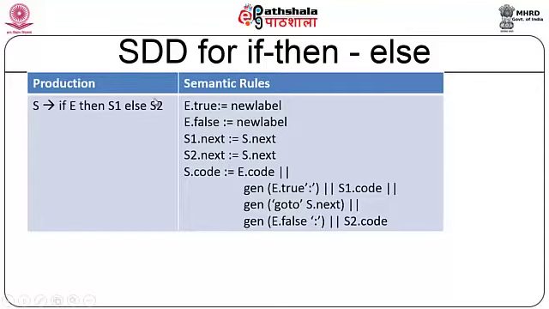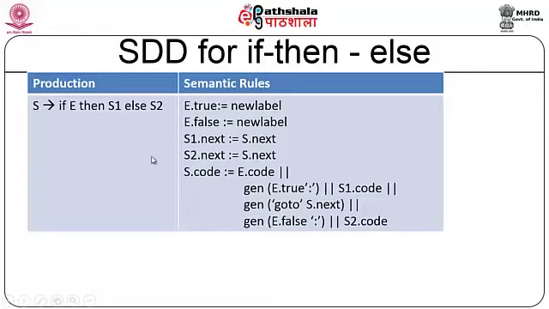Now, here you have two statements, S1 and S2. So, the next component corresponding to S1 and the next component corresponding to S2 will be the statement that is going to follow the if-then-else, which is nothing but the next statement of S. So, therefore, here you assign S1.next equal to S.next and S2.next is also equal to S.next.